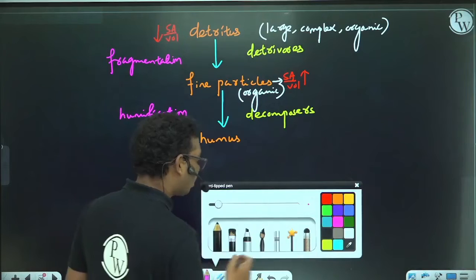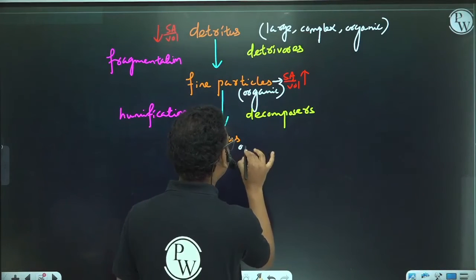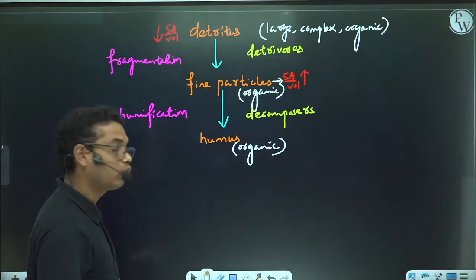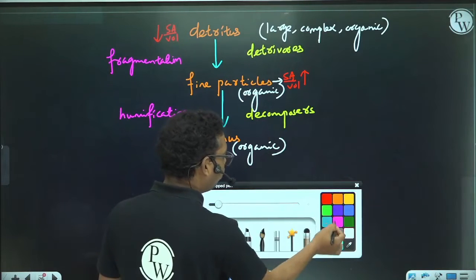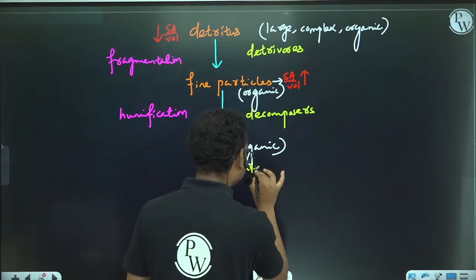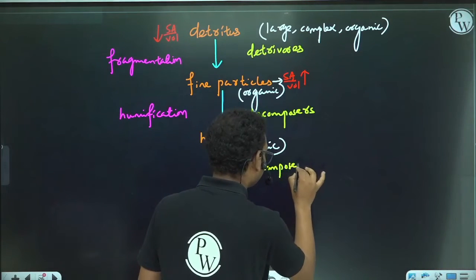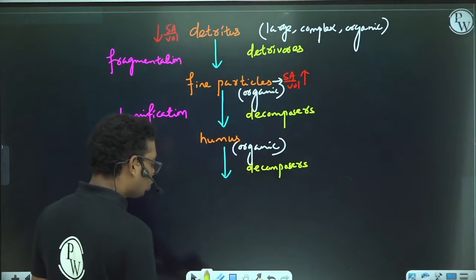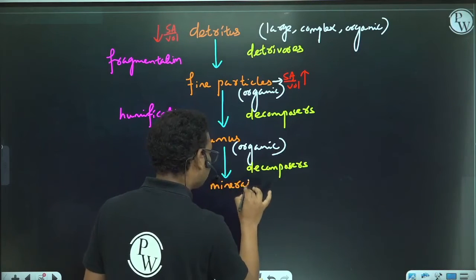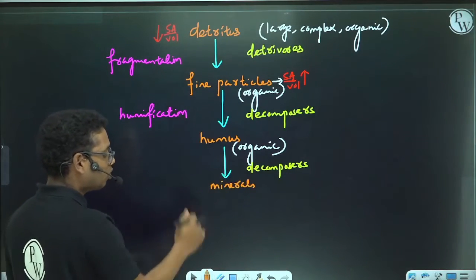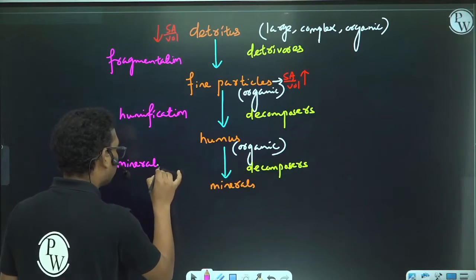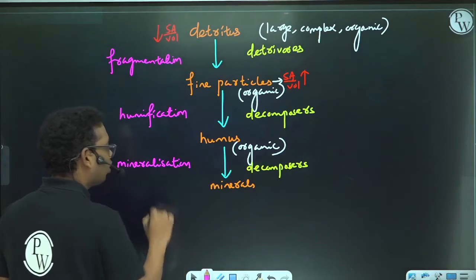Okay, and this humus is again organic in nature. Now this humus will be further acted upon by the decomposers, and from the humus the minerals will be released. The minerals, that is the inorganic substances, will be released. And because in this process the minerals are released, that is why this process will be called mineralization.